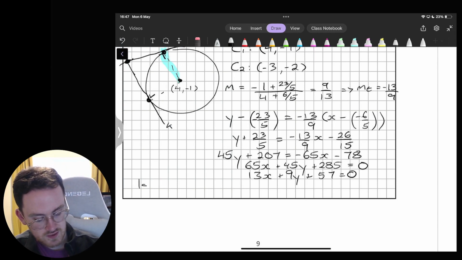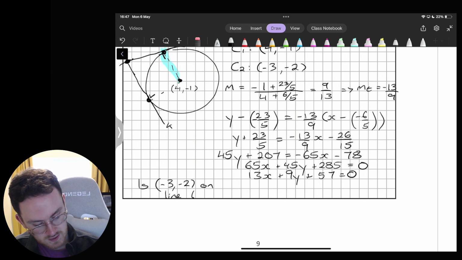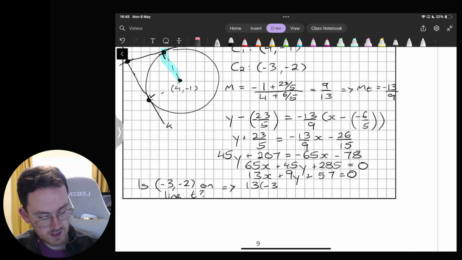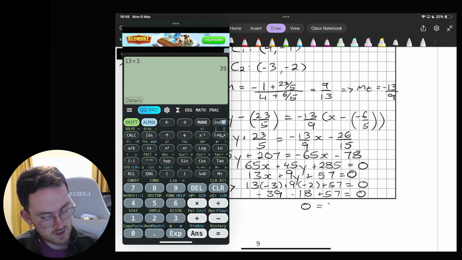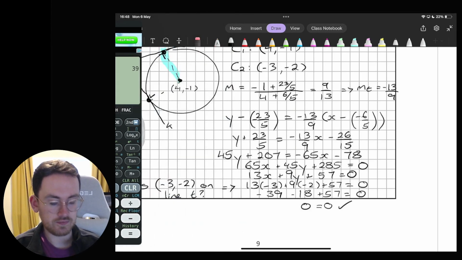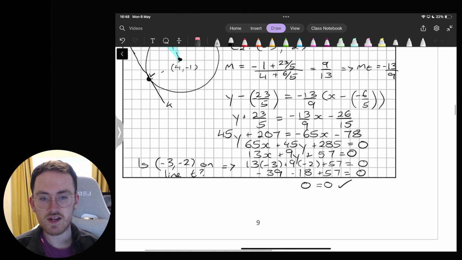So let's ask ourselves then, is the center of the second circle, which is minus 3, minus 2, on line T? So reminding ourselves, to test if a point is on the line, we need to see if it satisfies the equation. If it does, that means it is on the line. So 13 by minus 3 is minus 39, minus 18 plus 57 equals 0. That is 0, so it is on that line. Okay, so we've proven that it is on that first line here.